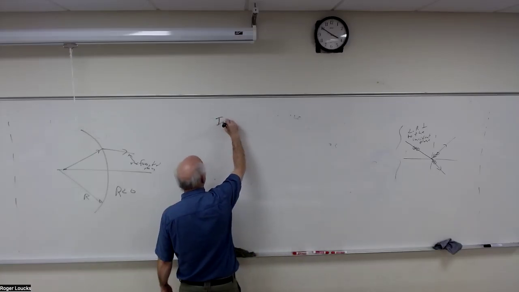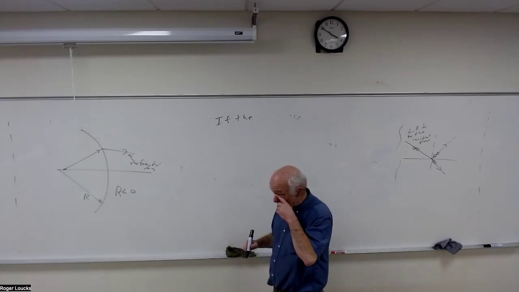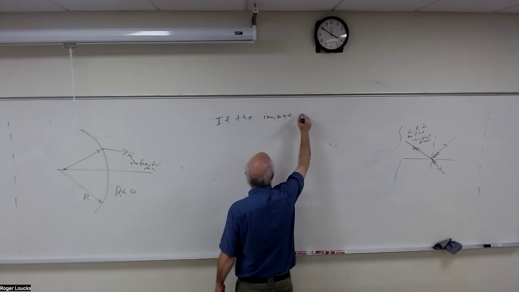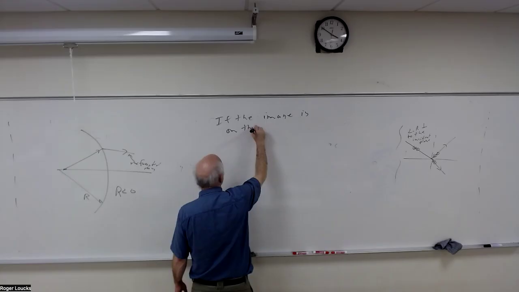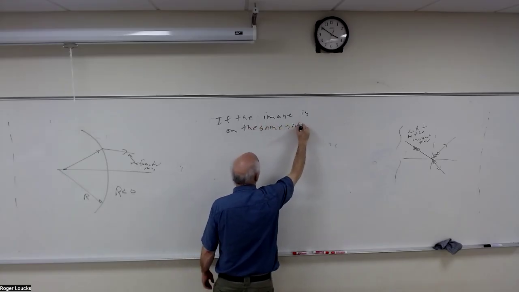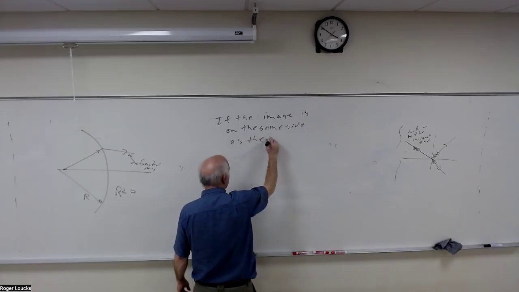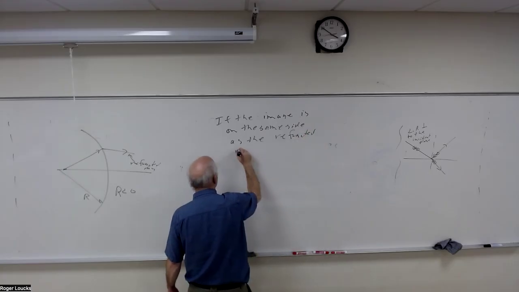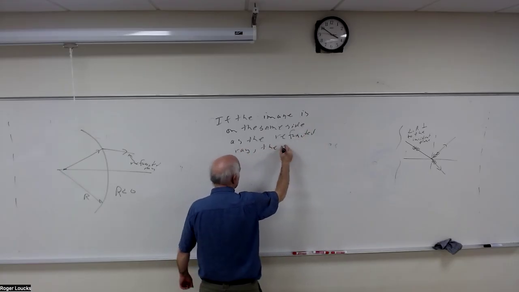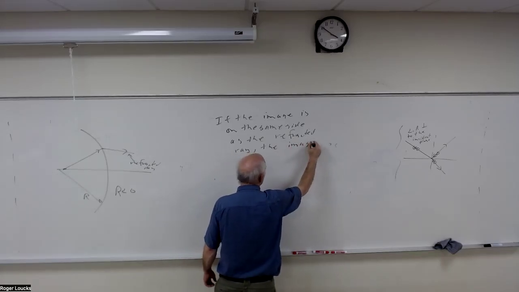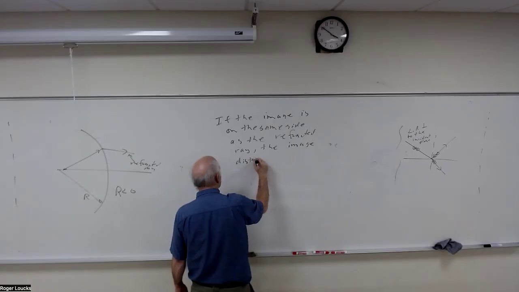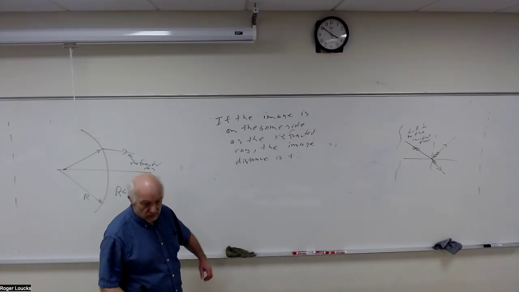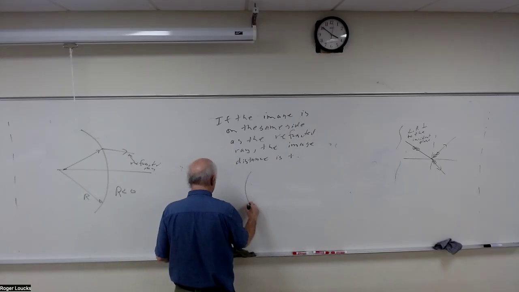Here's another sign convention. If the image is on the same side as the refracted ray, the image distance is positive. So let me show you that. It's going to be something like this.